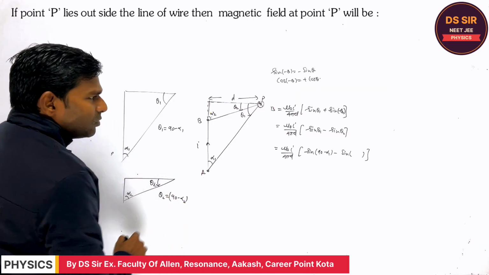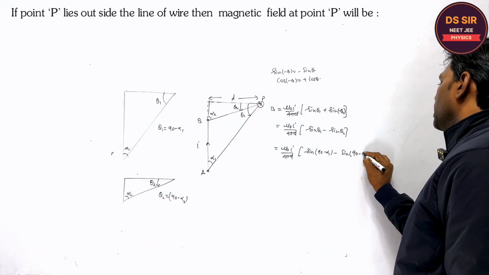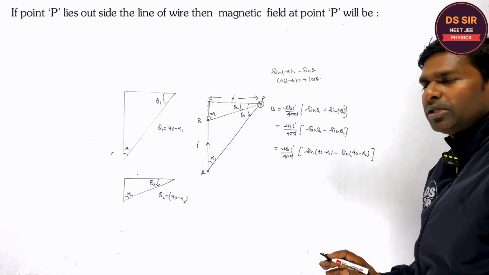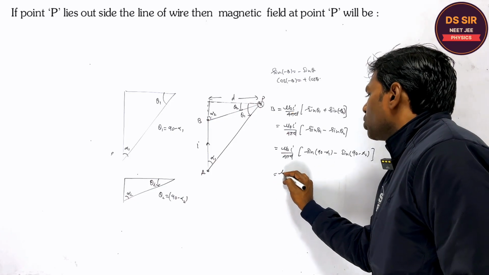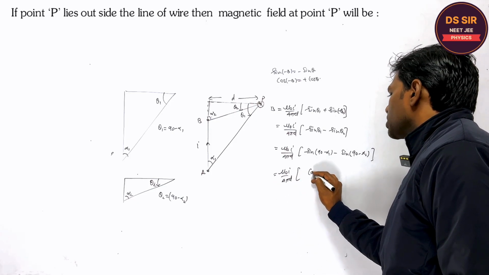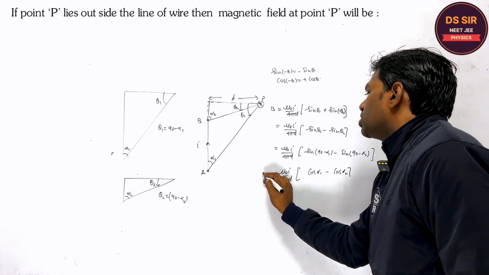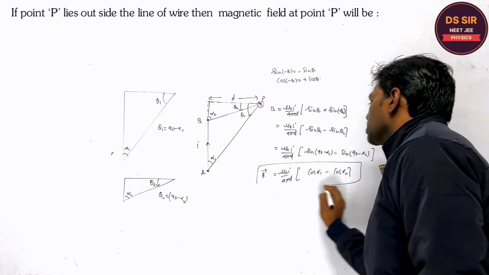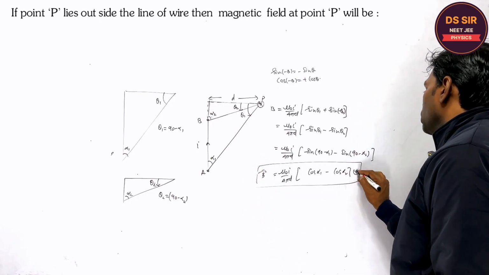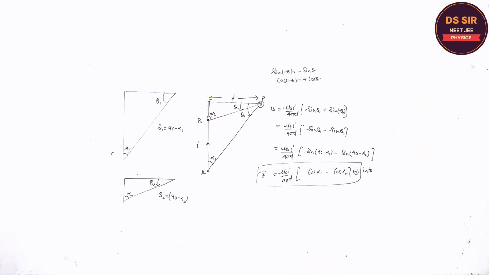90 minus alpha 2. Theta 2 is 91, sir. Are you getting this or not? Yes, sir. So the magnetic field is mu naught I upon 4 pi d, cos alpha 1 minus cos alpha 2. So this is the magnetic field at this point, into the board. Getting or not? Yes. Copy this.